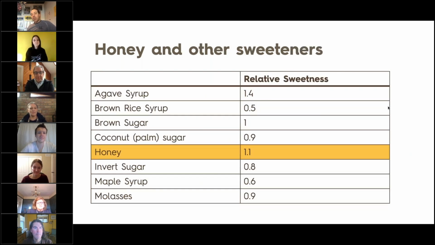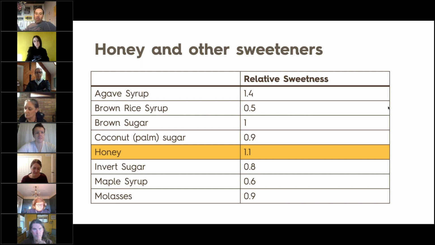Compared to other sweeteners that you use in your bakery, honey is going to be anywhere from 1.1 to 1.5 times sweeter than sugar, depending on the varietal you use. So what this means is your first formulation tip: whenever you substitute honey for another sweetener, make sure you're not overdoing it on the honey.